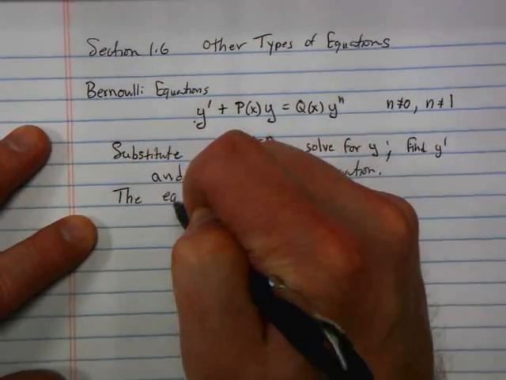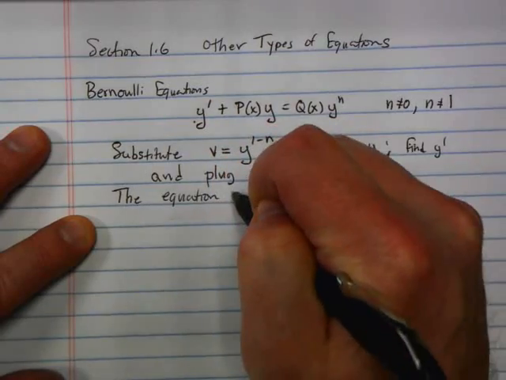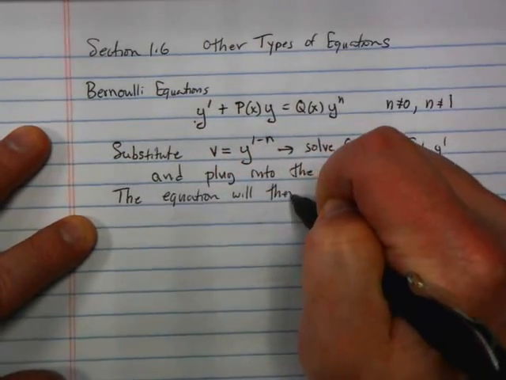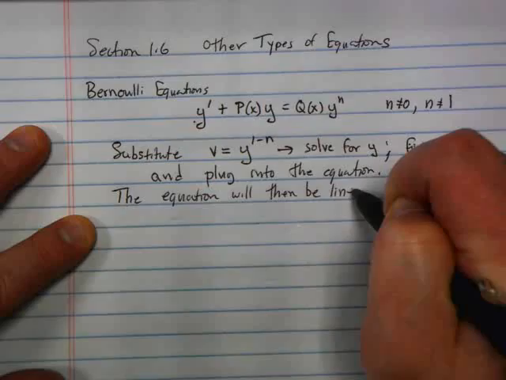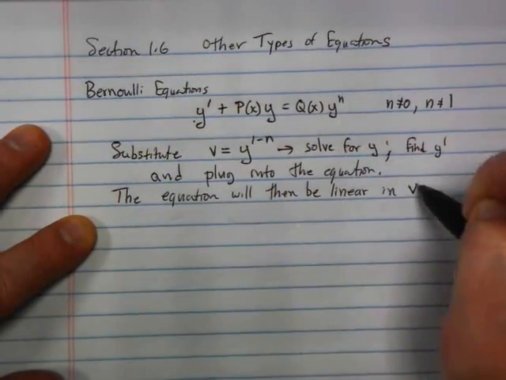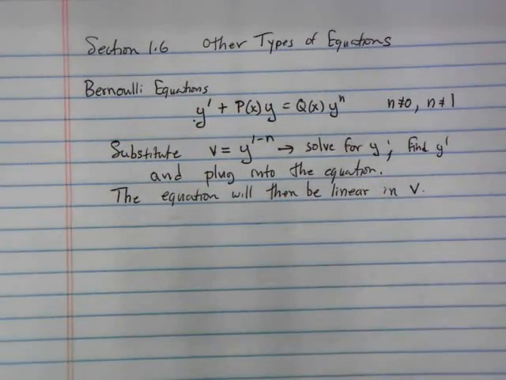The equation will then be linear in v. So then we solve it as a linear equation the way we solved in the last section. And after we do that, we plug our y's back in. That's why I chose to do Bernoulli first, because Bernoulli equations are very, very similar to linear. They solve them almost exactly the same way.